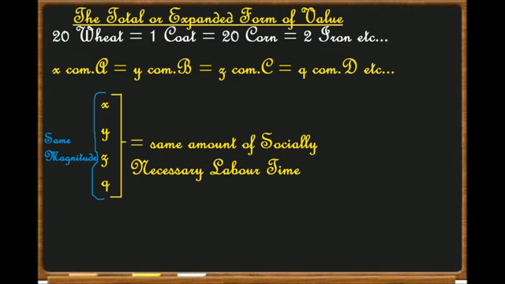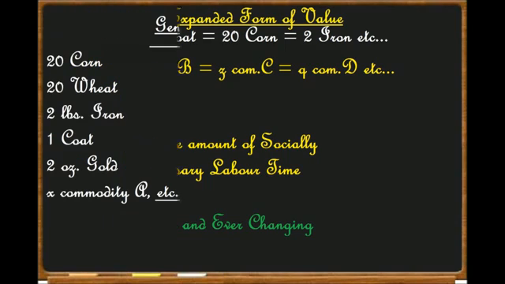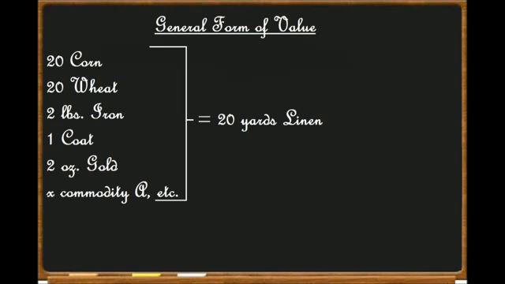Once put into expanded or total form, the use value of a commodity becomes irrelevant, and the magnitude of value, determined by socially necessary labor time, becomes the key to exchange. This chain is infinite and ever-changing as productivity changes. As you see, these all have the same exchange value.